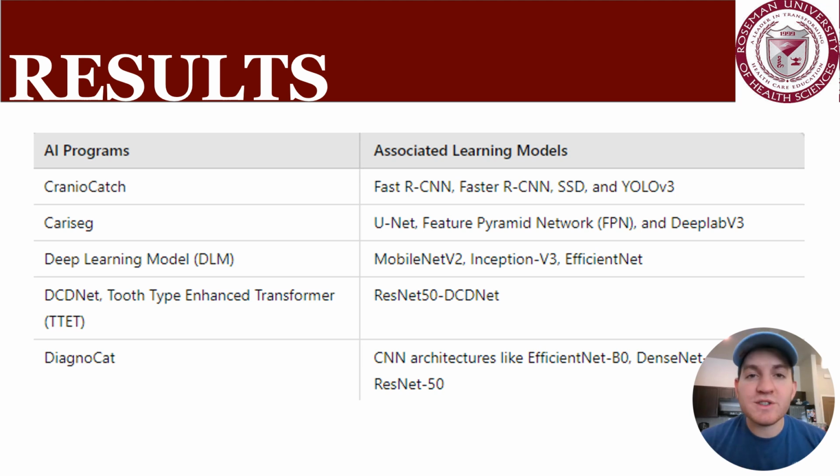This is what we came out with in the results, and we got everything from the AI articles that we used. You can see the AI programs are Cranial Catch, CarieSeg, Deep Learning Model, and DCDNet, two-typed enhanced transformers, another name known for it, and DagnaCat. And we can see the associated learning models with the AI programs.